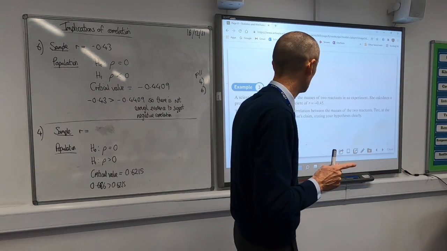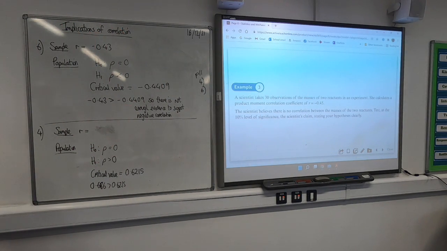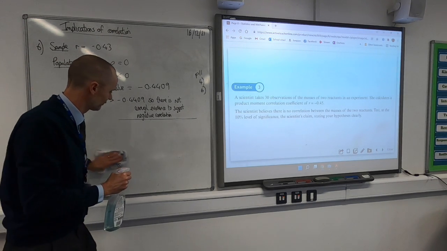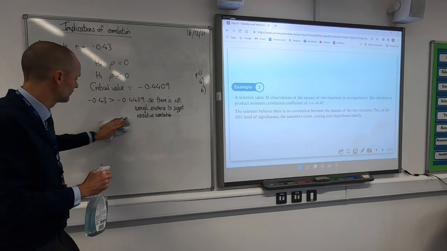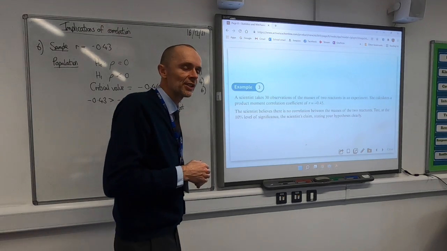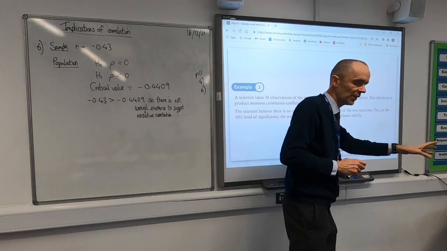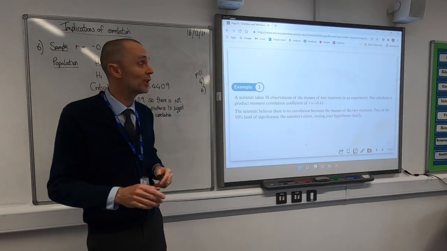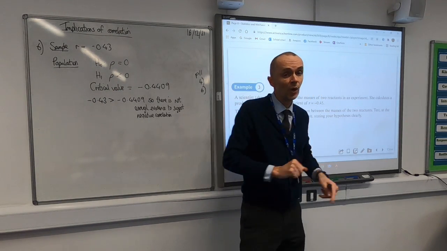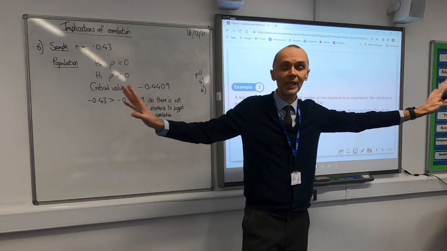So I'm going to look at example 3 on the previous page firstly. The wording in this question is subtly different. Here we are told that the scientist believes there is no correlation. So we're not looking for positive correlation, we're not looking for negative correlation, we're trying to show there's no correlation. It may be that there actually is a positive correlation, or there actually is a negative correlation. So we may have to reject the hypothesis. So we need to be checking both ends.